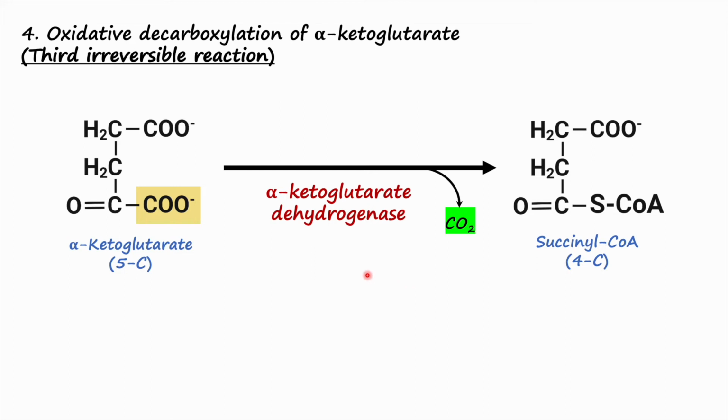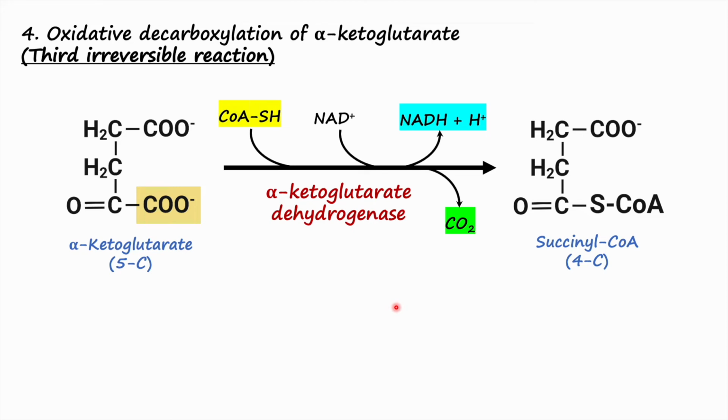And I also mentioned that whenever there is an involvement of a dehydrogenase enzyme, there is going to be a reduction of a coenzyme, and here in this case there is going to be a reduction of NAD plus to NADH, and the reaction also requires coenzyme A in order to synthesize succinyl coenzyme A.